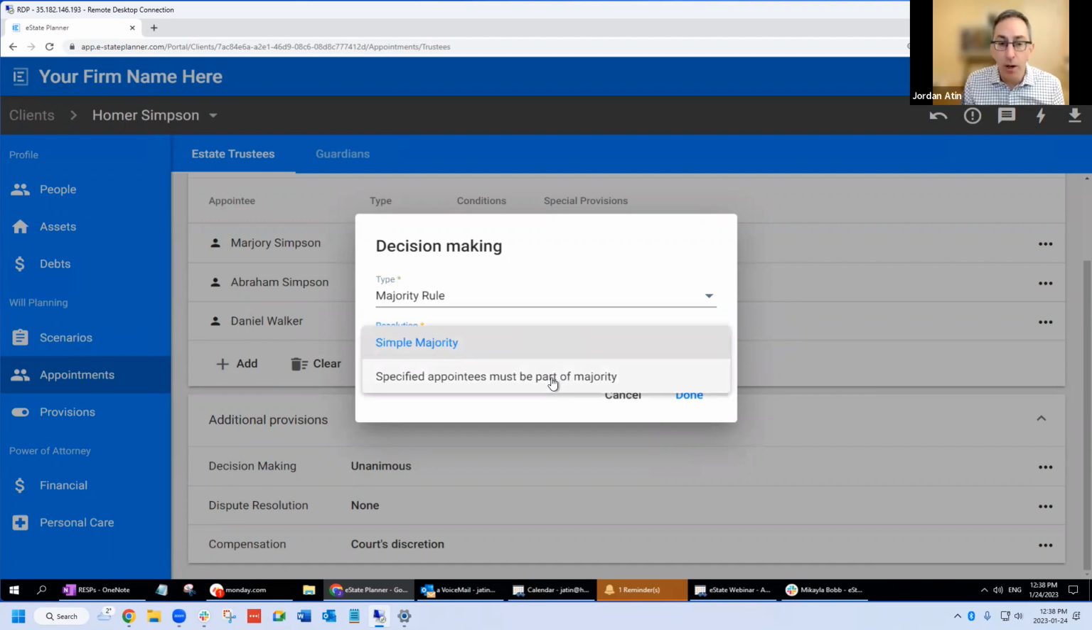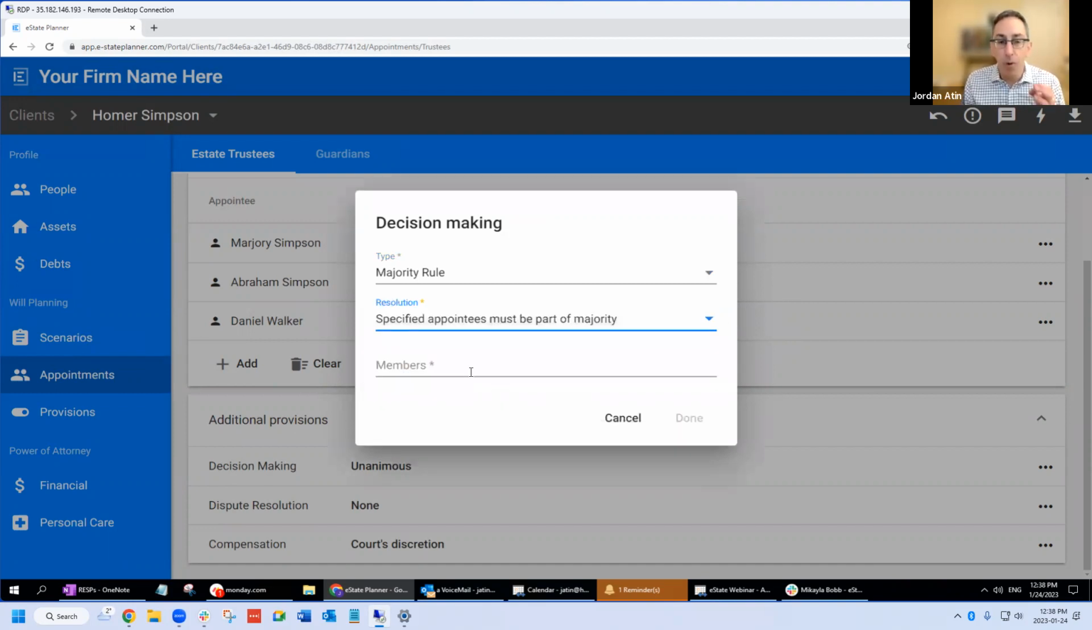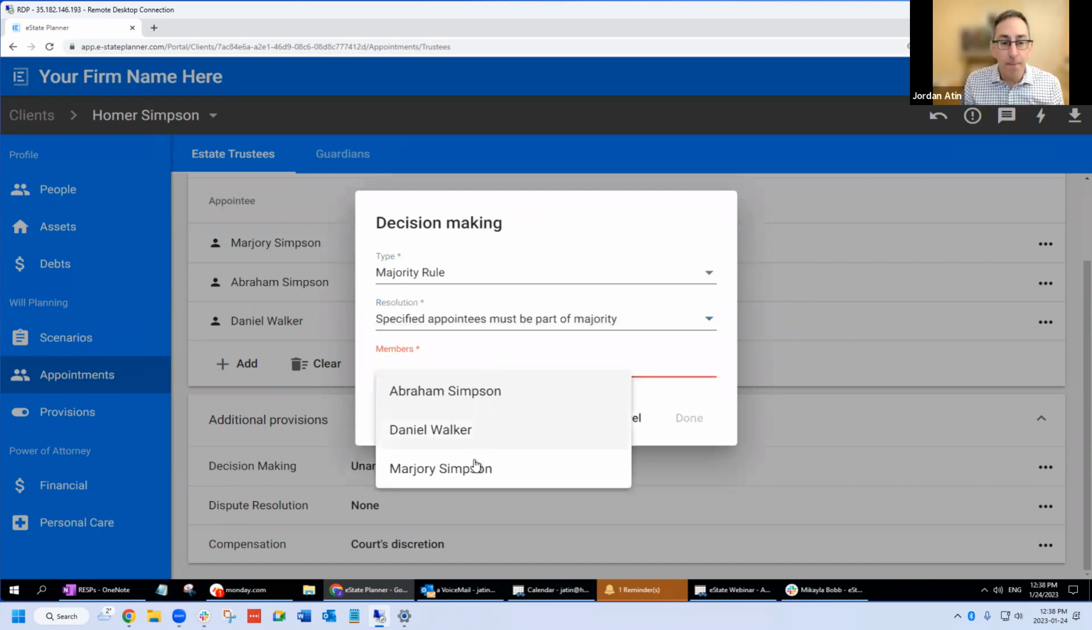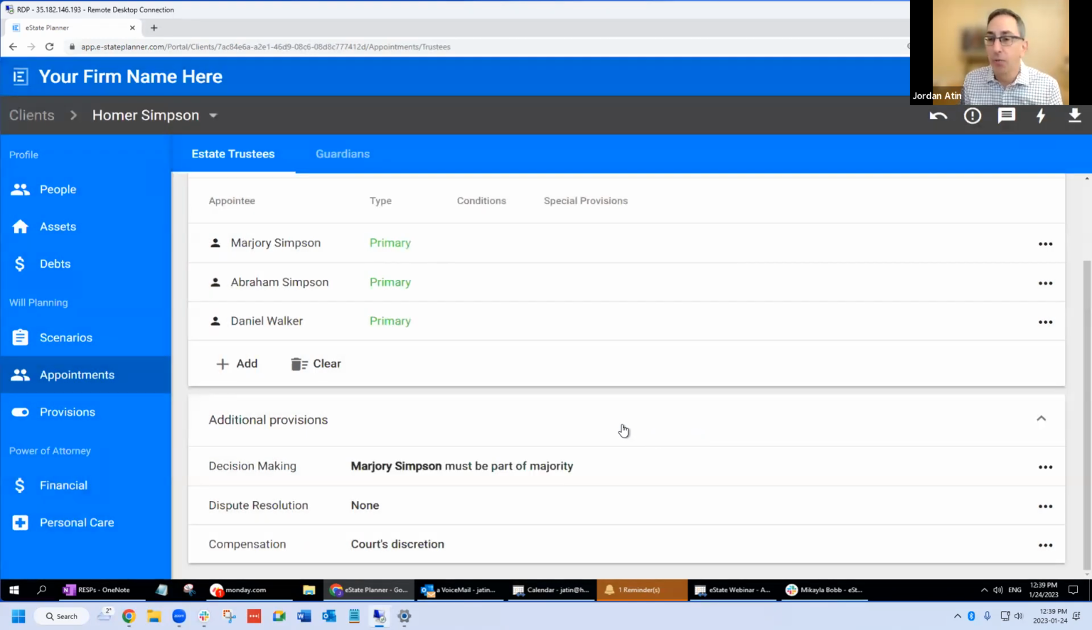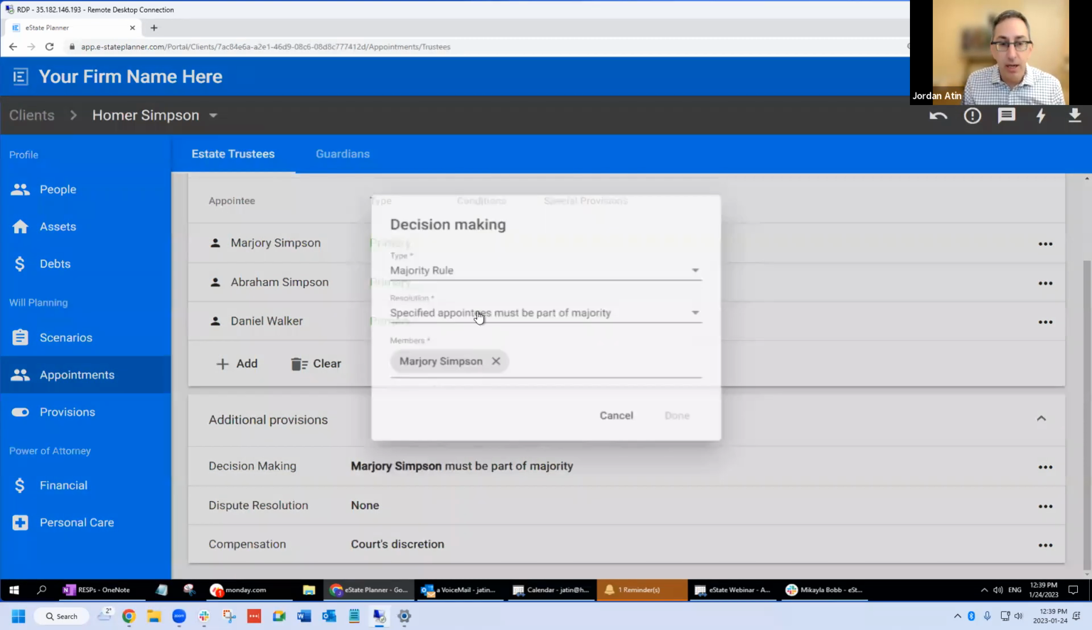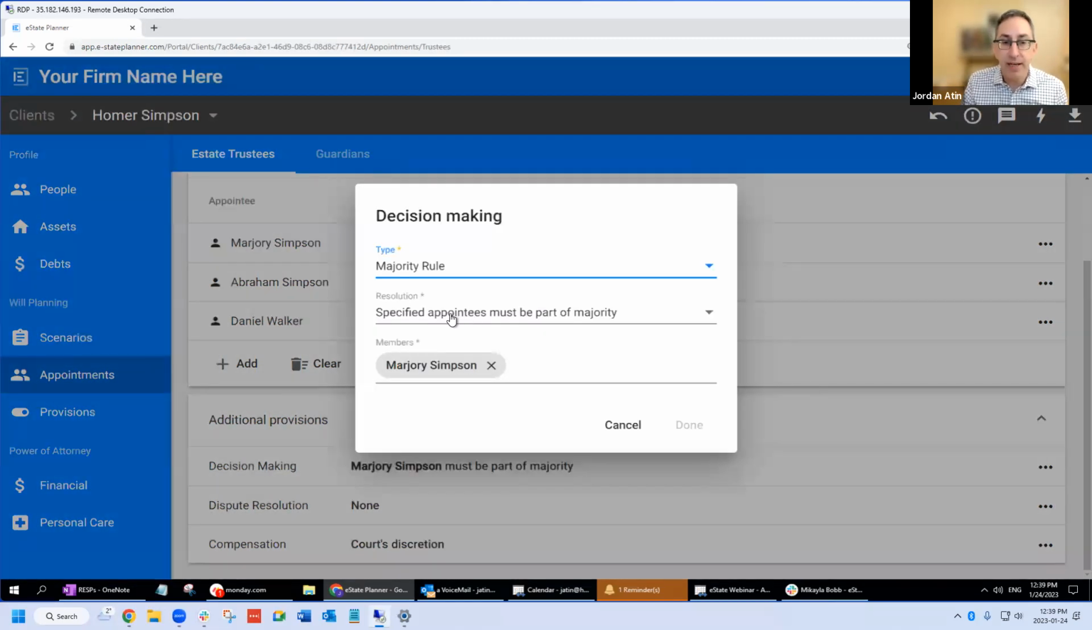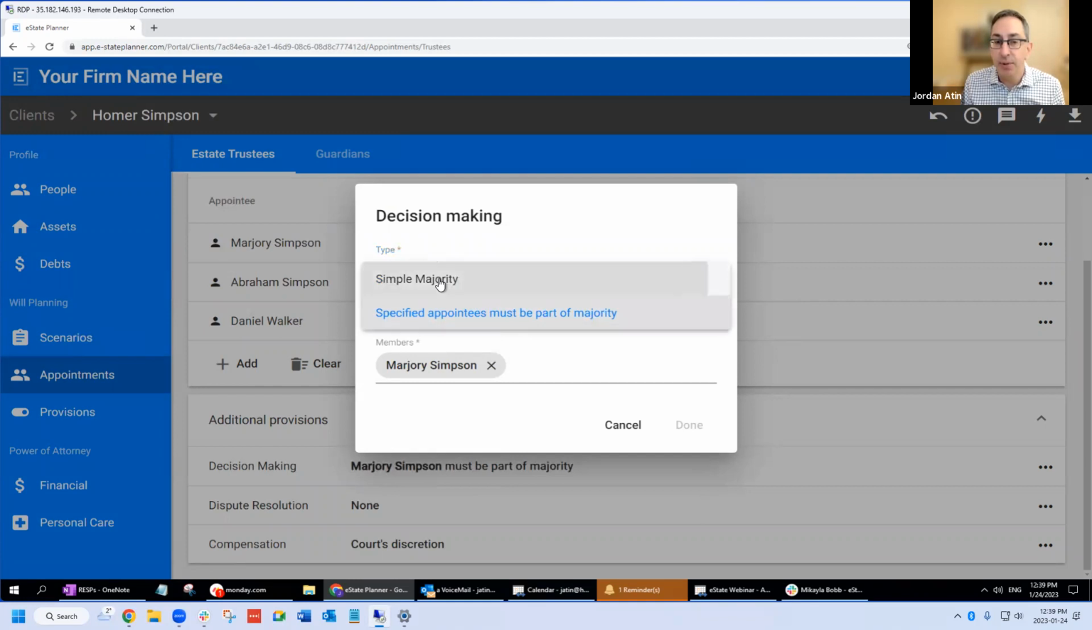form the majority. Or in some cases, you say, look, I want a majority rule, but I want Marge, my spouse, to be part of that majority, or else it's not a majority. So in other words, as long as Marge and one other person agrees, that's fine. But the two other people cannot overrule her. And so that's what is meant here in decision-making by specified appointees must be part of majority. And that's distinct from simple majority.